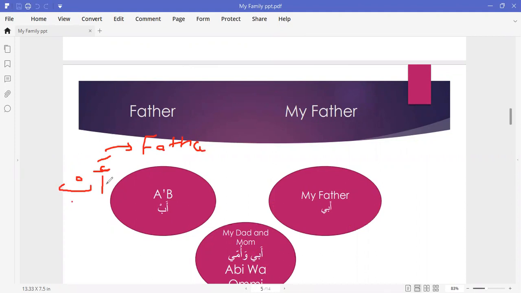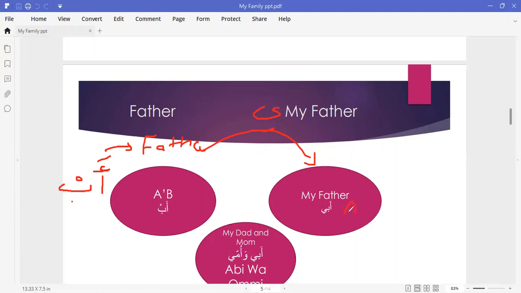All of them. A with fatha, a. I move my mouth to the up, but shortly. Ab. Okay. Let's make it my father in the same way. We add ya. It becomes my father, abi.